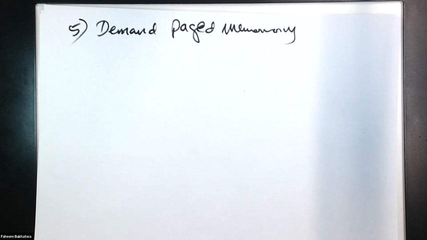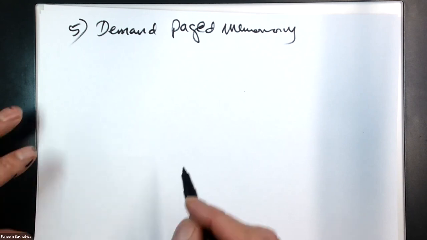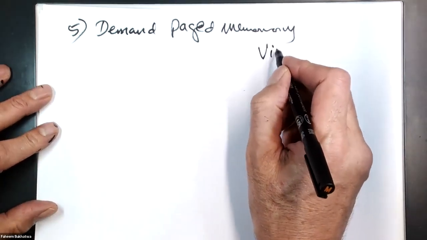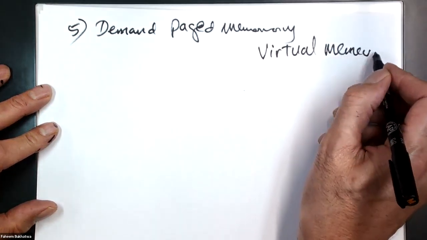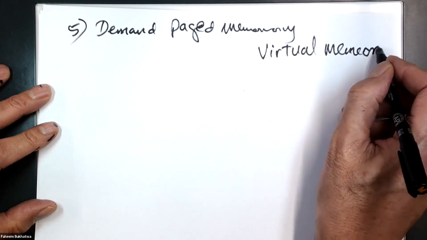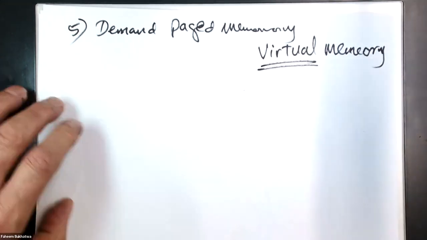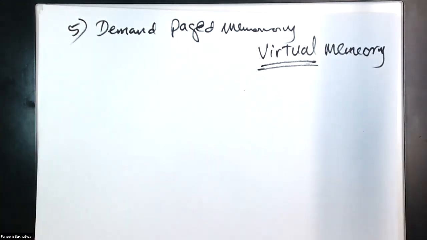So we cannot use it to execute programs, but we can use it as extra memory. And that's what they call virtual memory. So if you are asked what is virtual memory, the word virtual means almost real. It's not real, but almost there, right? So that's why they call it virtual memory, that means almost real.